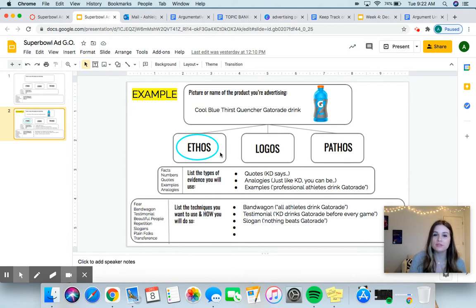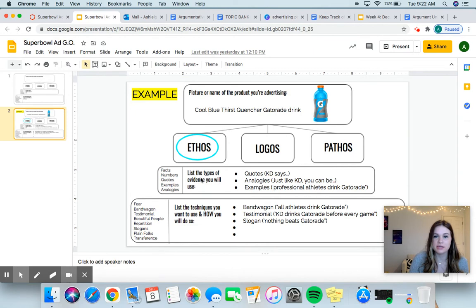And then from these 3 categories, ethos, logos, and pathos, you need to tell me which one you are really going to lean into, because you could absolutely include all 3 categories of persuasion, but there has to be one that you're really trying to emphasize. So for example, I'm going to pick ethos. That's that credibility of who really knows what they're talking about, right? So I circled it by going up here and using the shape button.